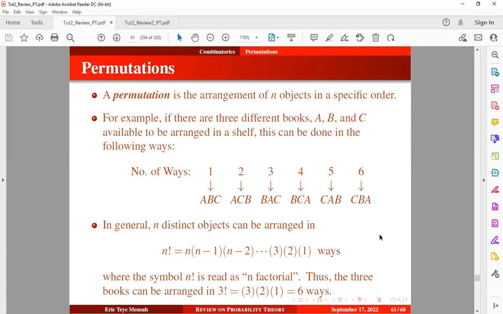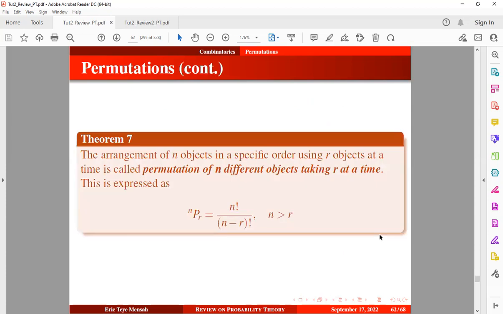All right, so now let's take a look at the general theorem for permutation. The arrangement of n objects in a specific order, using r objects at a time, is called the permutation of n different objects taking r at a time. And this is expressed below. So this is the arrangement of n different objects taking r at a time, which is equal to n factorial divided by n minus r factorial, where n is greater than r.